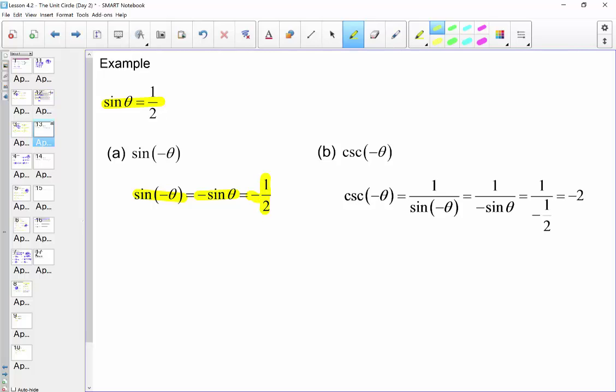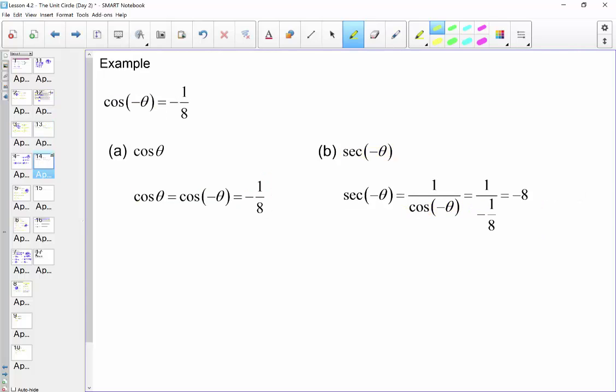If we look at the cosecant of negative theta, we can rewrite that as 1 over the sine of negative theta. And again, if we interpret the sine of negative theta as a sine of an angle in the fourth quadrant, we know the sine of an angle in the fourth quadrant is negative. So sine of negative theta equals negative sine of theta. And since we know that the sine of theta equals 1/2, that's given to us in the problem, times a negative, then the answer is negative 1/2. So 1 over negative 1/2 equals negative 2. Let's look at another example.